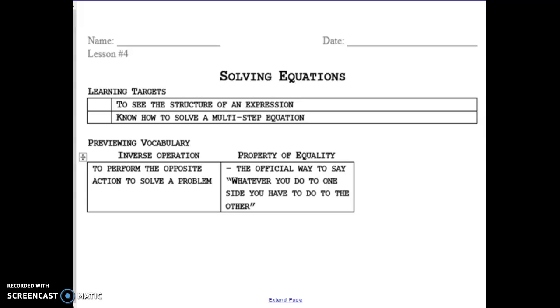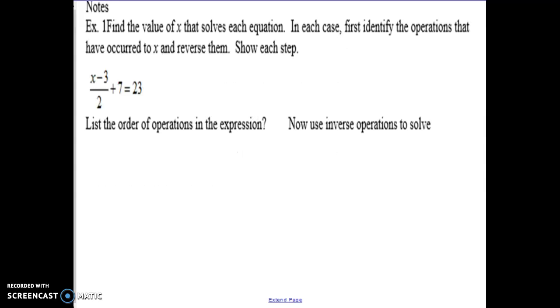And the property of equality is the official way to say whatever you do to one side, you have to do to the other. So I'm sure you've heard that phrase before. The property of equality is the actual way to say that. So let's go ahead and look at the first example.